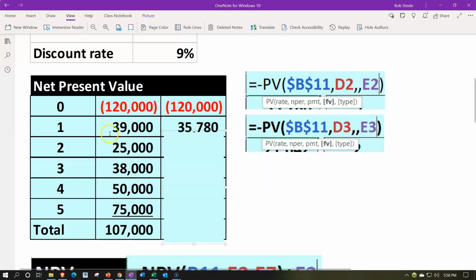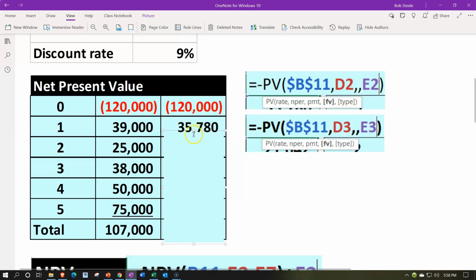If we do that for the second one, we have the 39,000, similar calculation. We have the rate, still 9%, absolute value. Notice this cell reference is the same. Dollar signs represent absolute value. Then we have the number of periods. The number of periods is now 1. That has moved down, it is not an absolute value, as you can see. And then comma, comma, and we have the payment or the future value. That's going to be the 39,000. That moved down as well, just as we would expect.